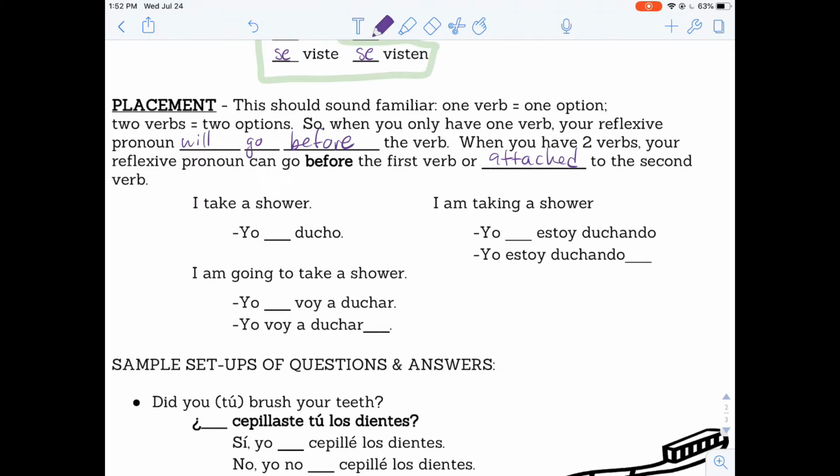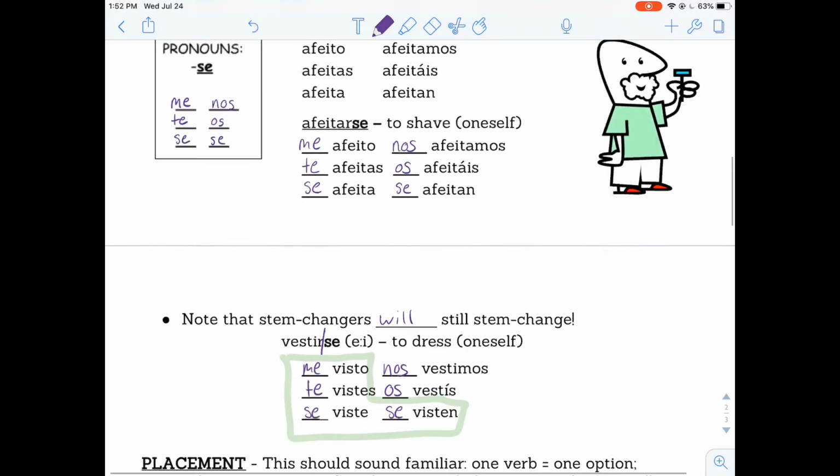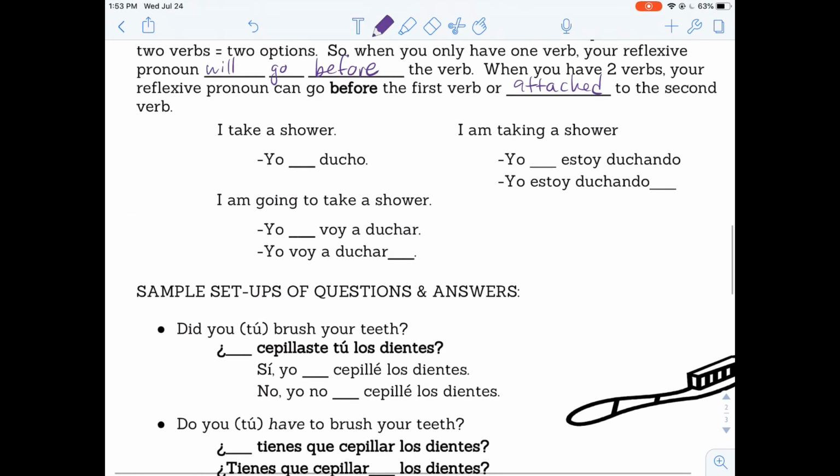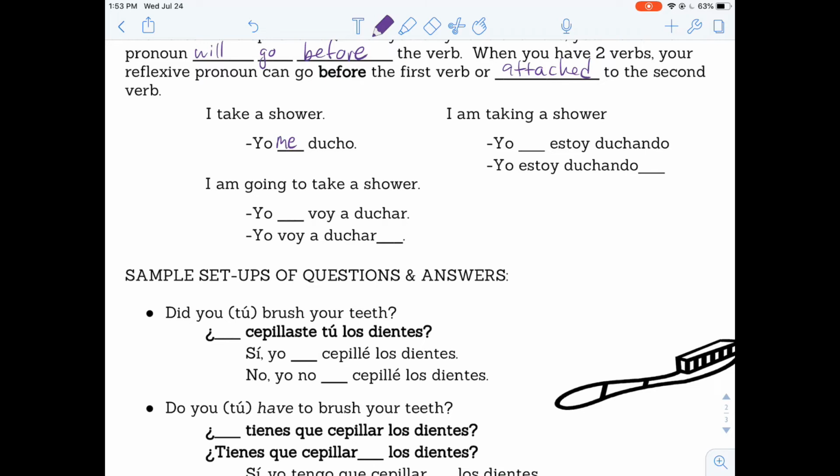So let's look at our first example here of I take a shower. I take a shower, I shower myself. So I have yo ducho. What's my reflexive pronoun going to be for yo? I look back at my chart. I have me, te, se, nos, os, se. Well, the yo box is around where me would be, so it's going to be me. Yo me ducho.